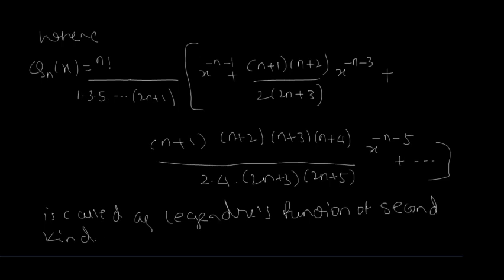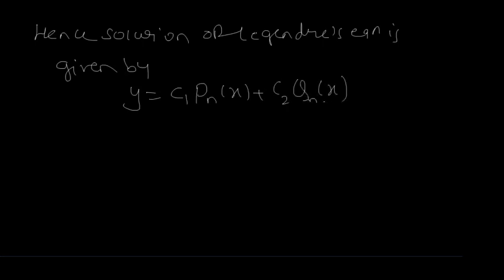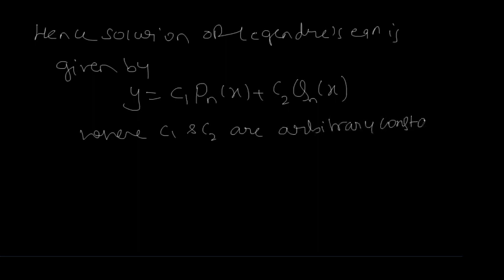So now, after obtaining this, the solution of Legendre's equation is given by y is equal to c1 into Pn of x plus c2 into Qn of x, where c1 and c2 are arbitrary constants.